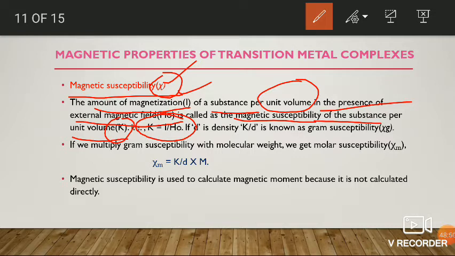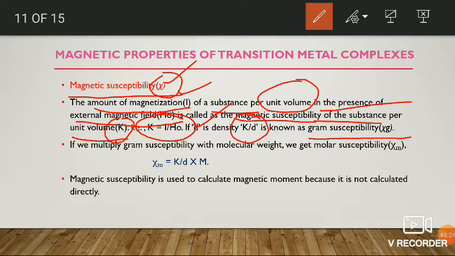Here magnetic susceptibility generally indicates the strength or the amount of magnetization of a paramagnetic substance within the external magnetic field. Volume susceptibility is K, which is nothing but I by H0. If D is the density of the substance, and you divide the volume susceptibility by D, that is, if you take the K by D value, it is known as gram susceptibility.